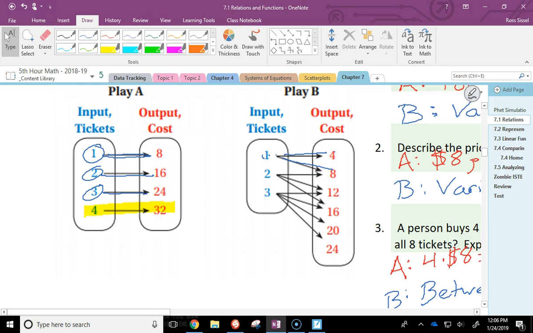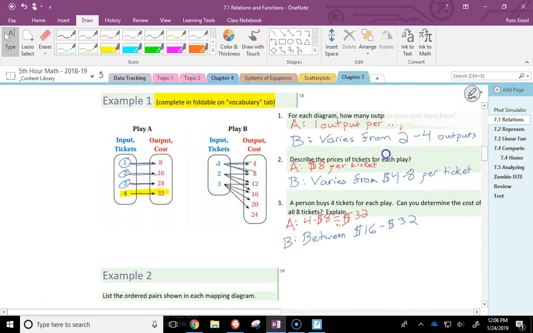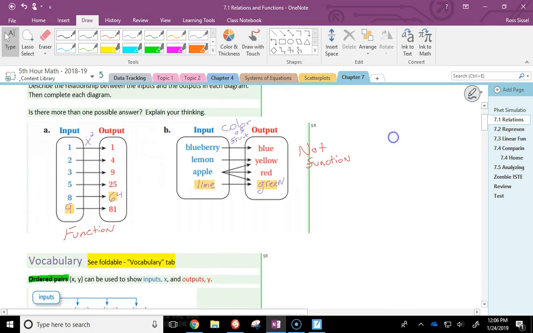It's a function if your input numbers only go to one output. So 1 went to 8. When I put in 1, the only answer I can get is 8. When we looked at this example, when I put blueberry in, the only answer I could get was blueberry. When I did lemon, only yellow came up. But when I said apple, my answer could have been yellow, it could have come out red, it could have come out green. Because my input could go to more than one answer, it is not a function.